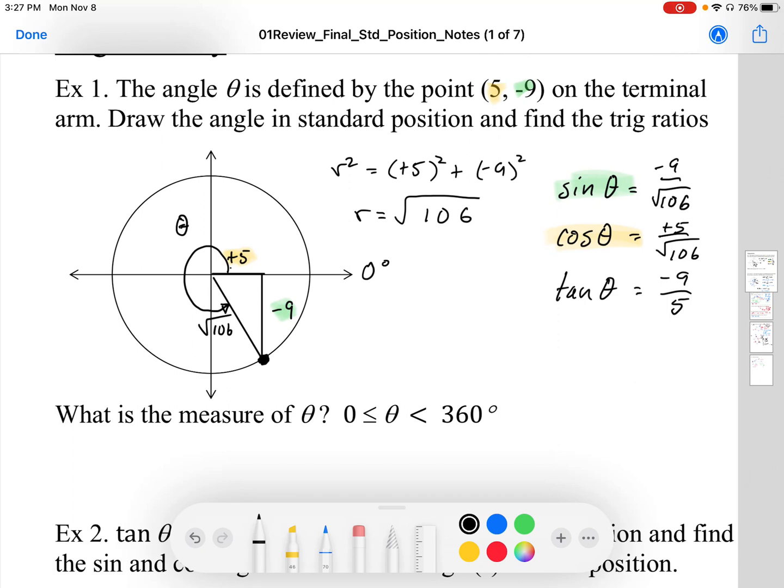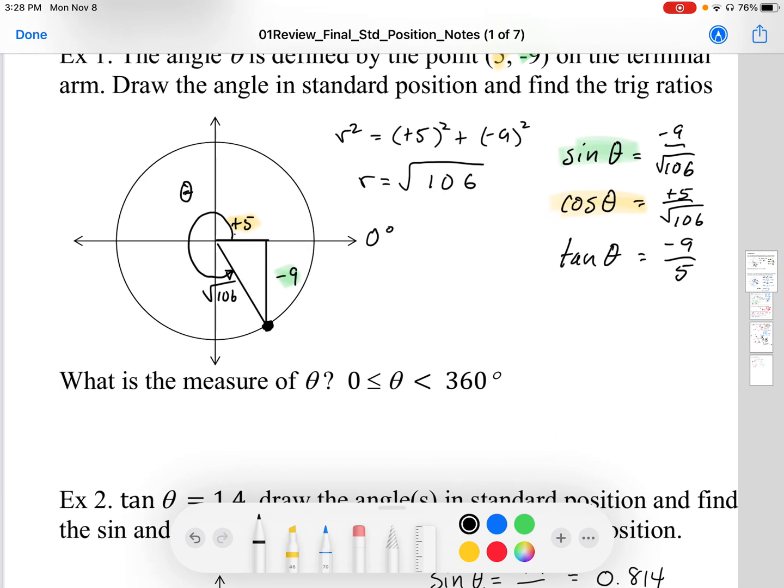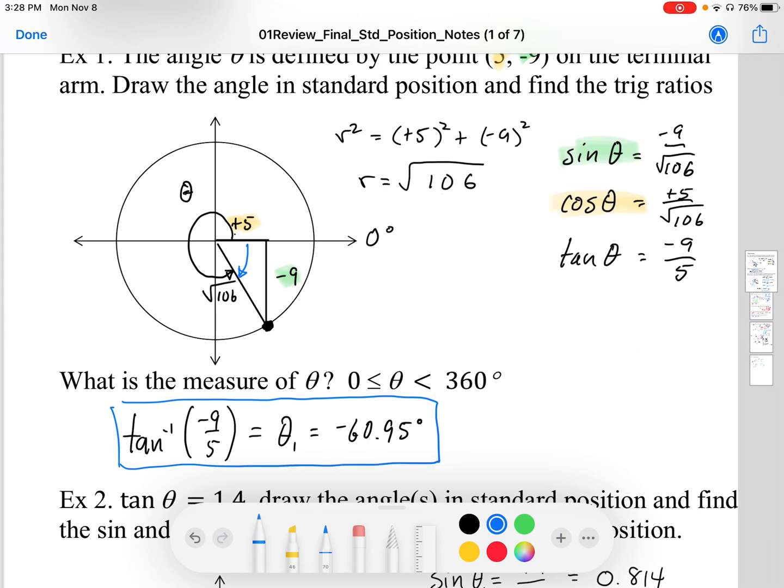If I want to find the measure of angle theta, I can undo the sine, cos, or tan, or use the arc sine, cos, or tan. I'm going to use tan. So the inverse tan of the ratio -9 over 5 is going to give us theta. I'm going to call this one theta 1. So I do inverse tan of -9 divided by 5, and that gives me an angle of -60.945, so I'm going to round that to -61 degrees. That positional angle is the one measured in this direction, which is perfectly okay. That is the right position, so I don't need theta 2.